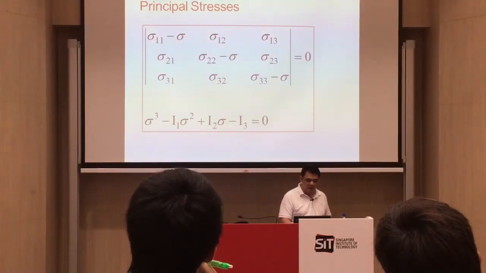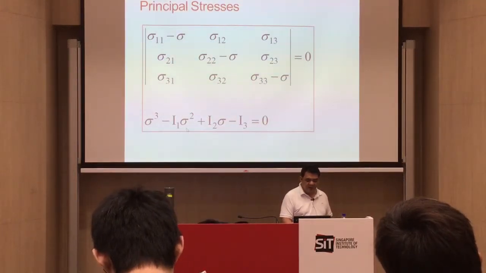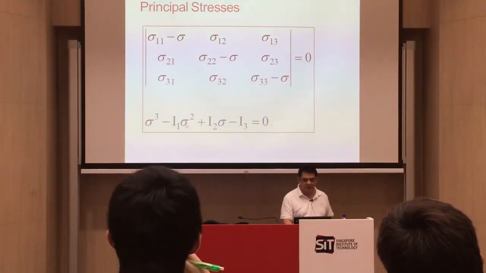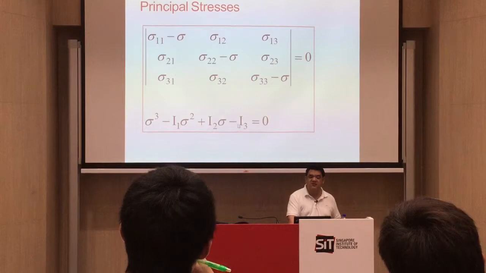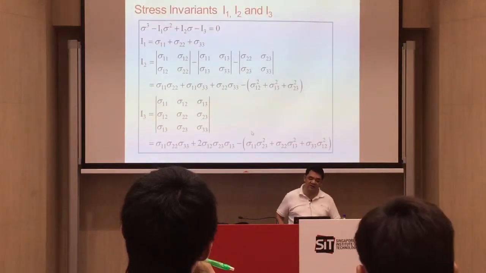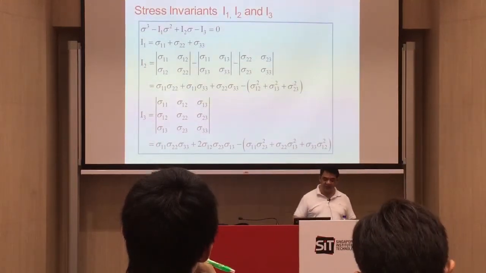Determinant is equal to 0. So after simplifying, you can come up with this equation here: sigma cubed equals I1 sigma squared plus I2 sigma minus I3 equals 0. So what will be this I1, I2, and I3? They are called invariants and they can be solved using these equations.